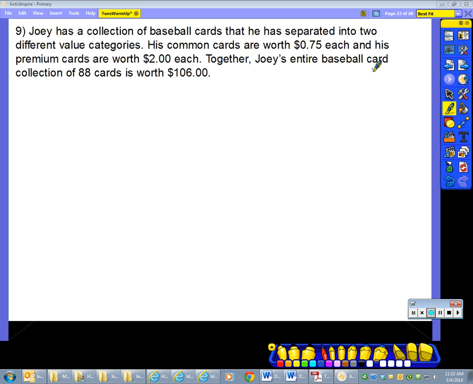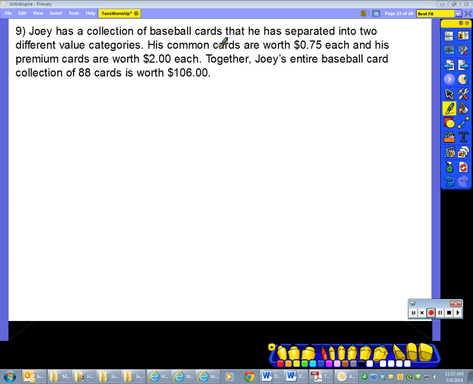Alright, so here's our problem. Joey has a collection of baseball cards that he has separated into two different value categories. His common cards are worth 75 cents each, and his premium cards are worth $2 each. Together, Joey's entire baseball card collection of 88 cards is worth $106.